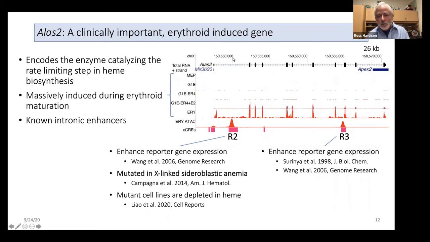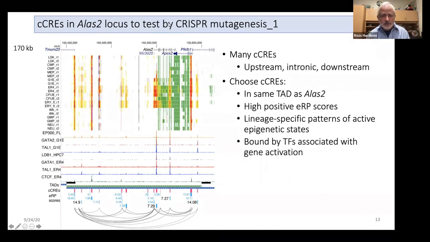And you can see within these introns very strong chromatin accessibility, which has been noticed before. Our lab has studied them, and many other labs have studied these, showing, for instance, that reporter gene expression is greatly enhanced by these intervals. And importantly, there are some families with X-linked sideroblastic anemia who show mutations in this element. So it's clinically important. What if we look a little more broadly, though? We were just focusing in on ALAS2 before in our previous studies.